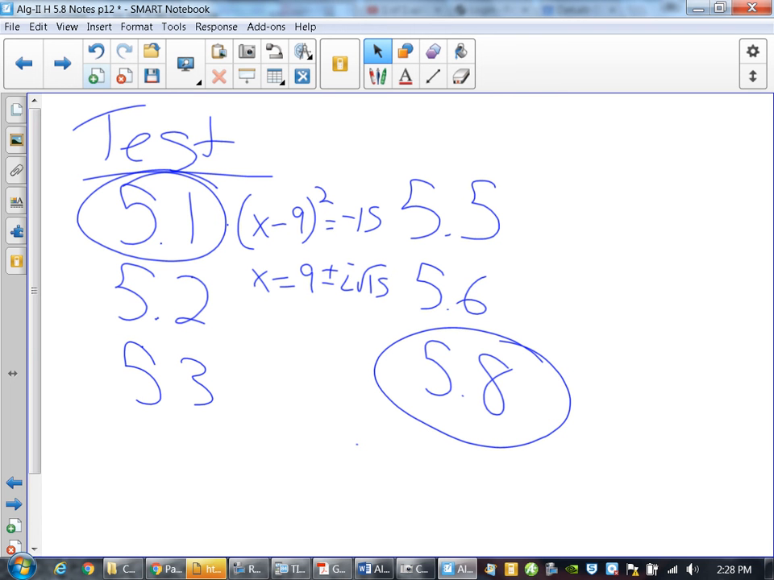One. And is it real or imaginary? Real. And negatives would be imaginary. Okay. Is that 5.2, 5.3? I think that's 5.6 to be honest with you. 5.5, complete the square.